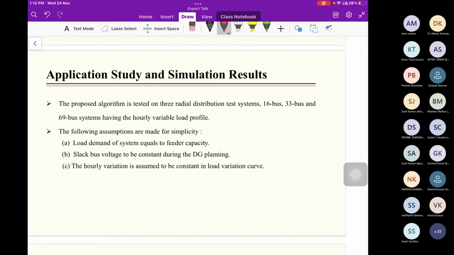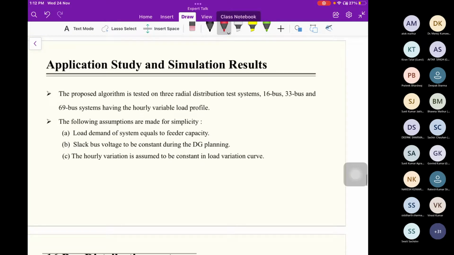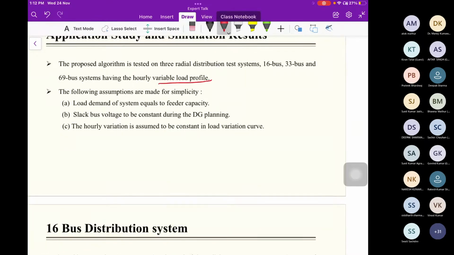Okay. Application study in the simulation region. So one by one, we will apply the algorithm for the variable load profile. Variable load profile in this condition will be, just a minute.